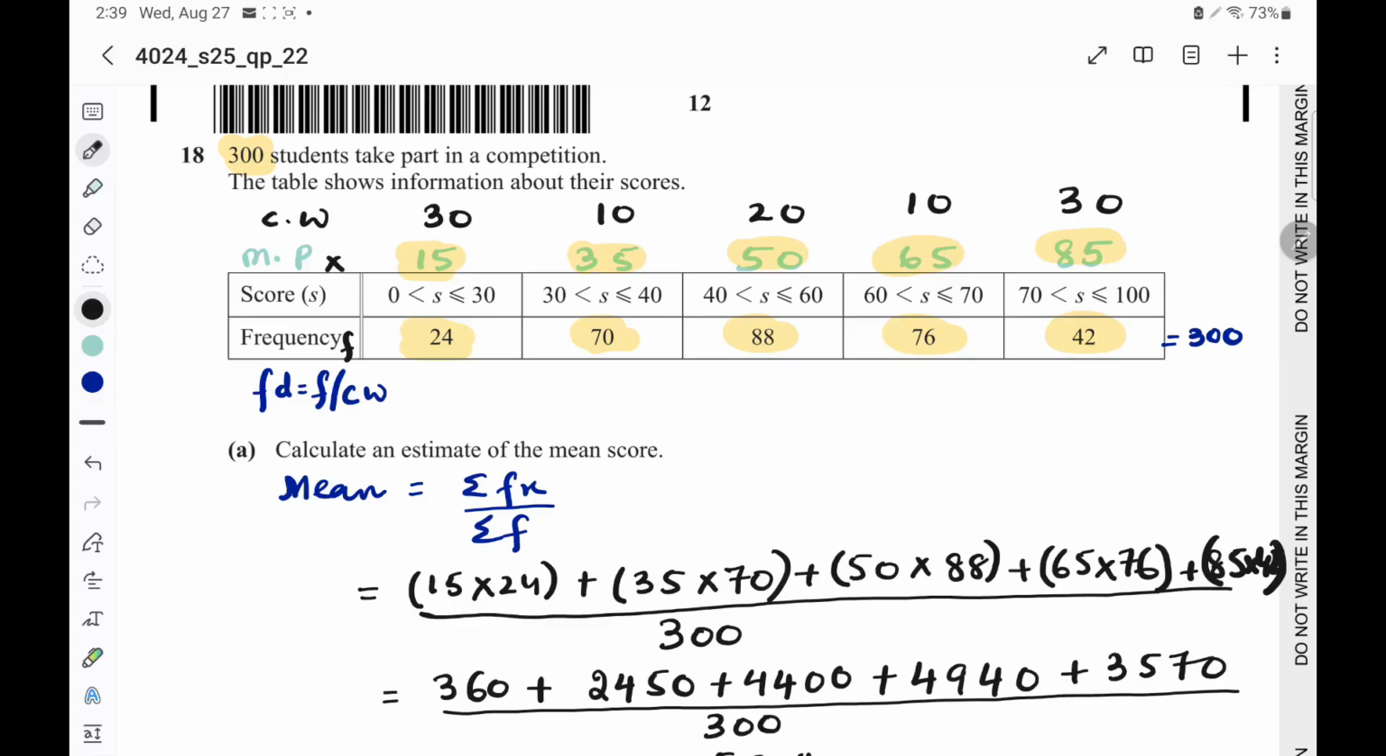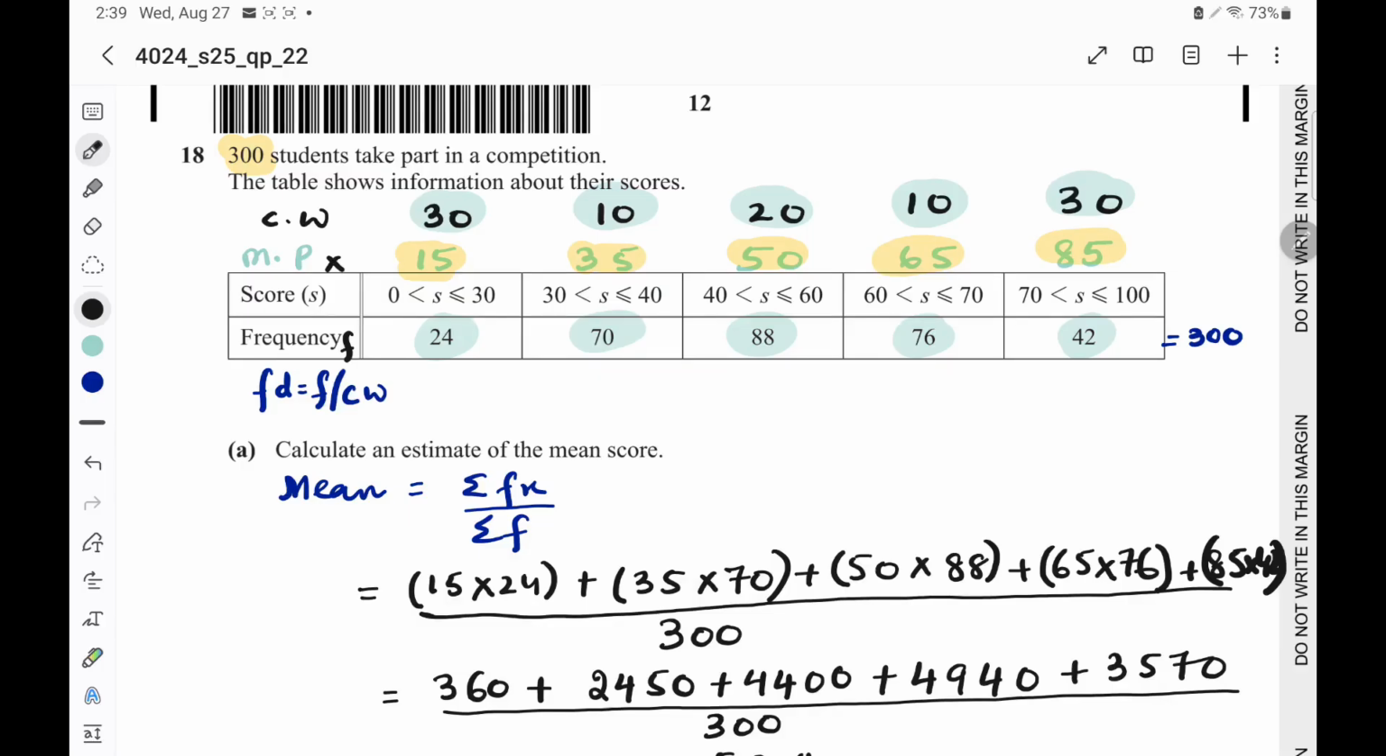So frequency over class width, which numbers am I going to divide? Just wait, listen. These numbers are the frequency over class width: 88 upon 20, 76 upon 10, 42 over 30. So these numbers you are going to divide. The formula is frequency over class width.